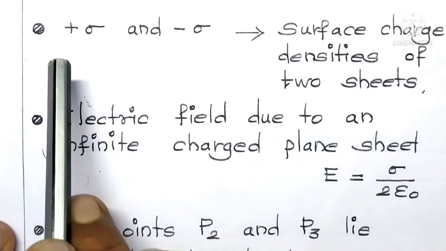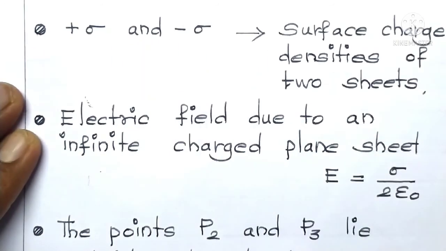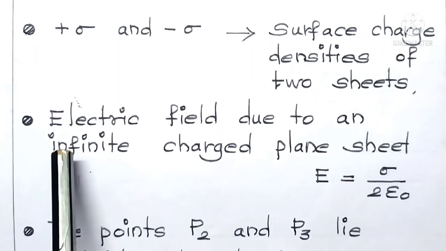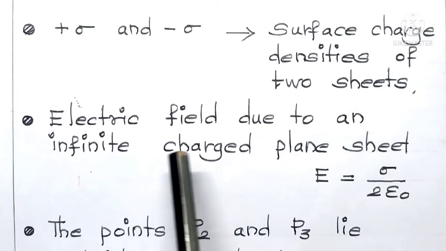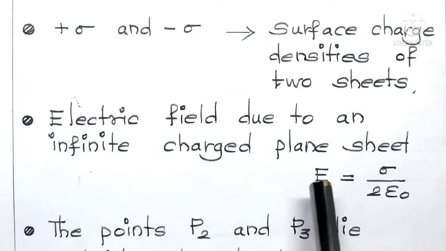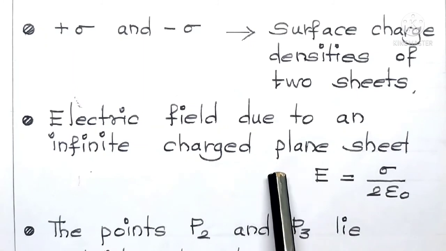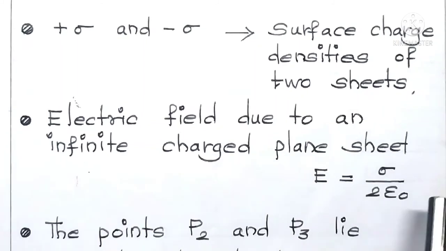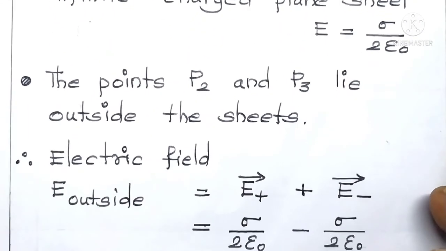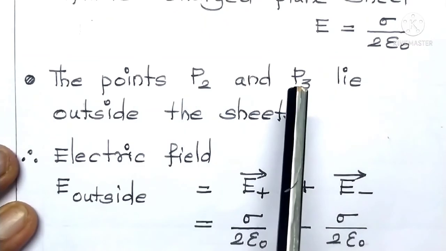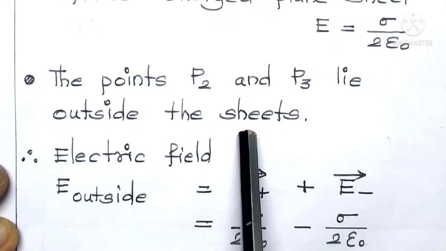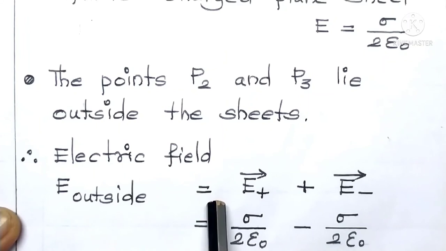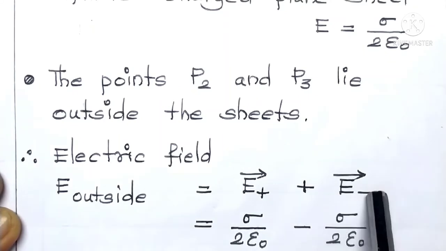Here, plus sigma and minus sigma are the surface charge densities of the two sheets. Electric field due to an infinite charged plane sheet: this is the general expression for electric field due to a charged plane sheet. That is, capital E is equal to sigma by 2 epsilon naught. Next, the points P2 and P3 lie outside the sheets. Therefore, electric field, that is E, capital E outside, is equal to E plus vector plus E minus vector.